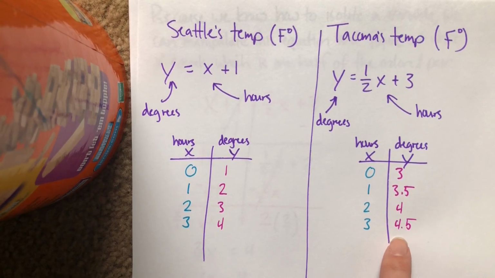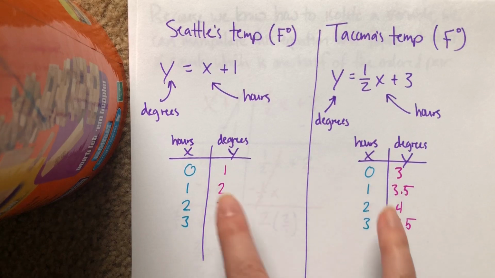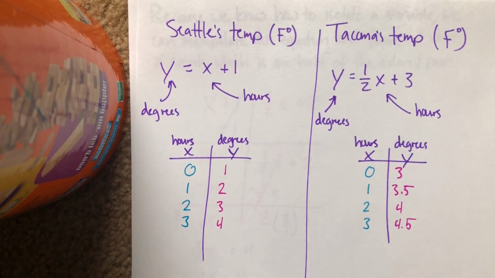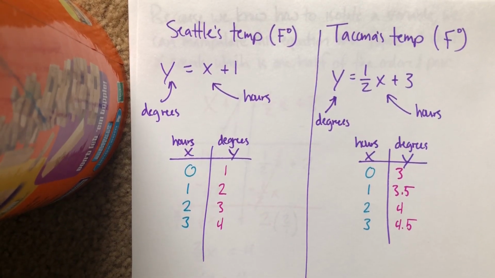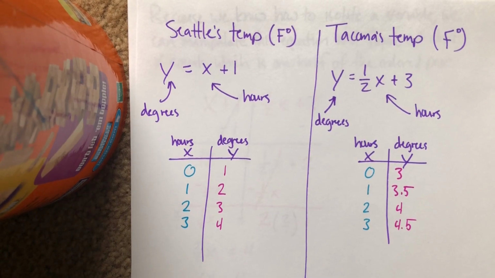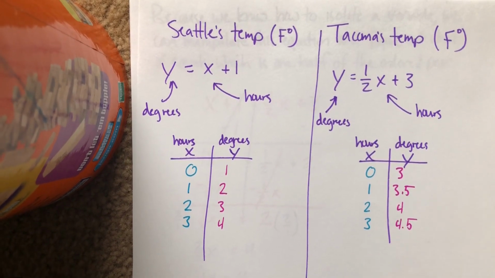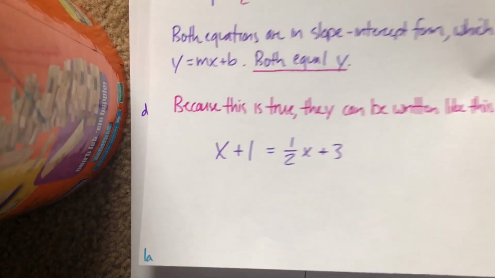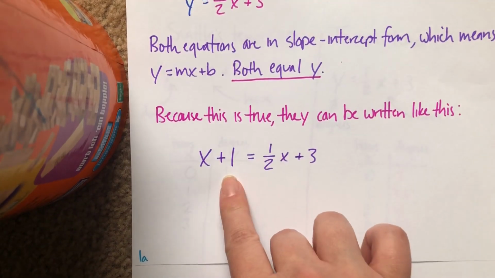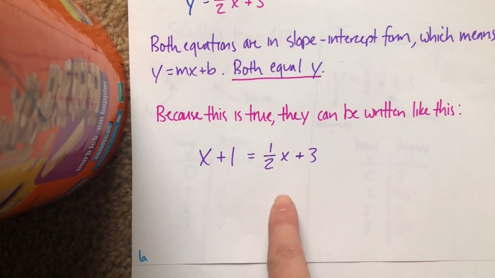The system of equations is asking us at what time, or how many hours since I started measuring, will the degrees be the same in both cities. So that's what we're trying to figure out. We're going to do this algebraically using x plus 1 is equal to 1/2 x plus 3.